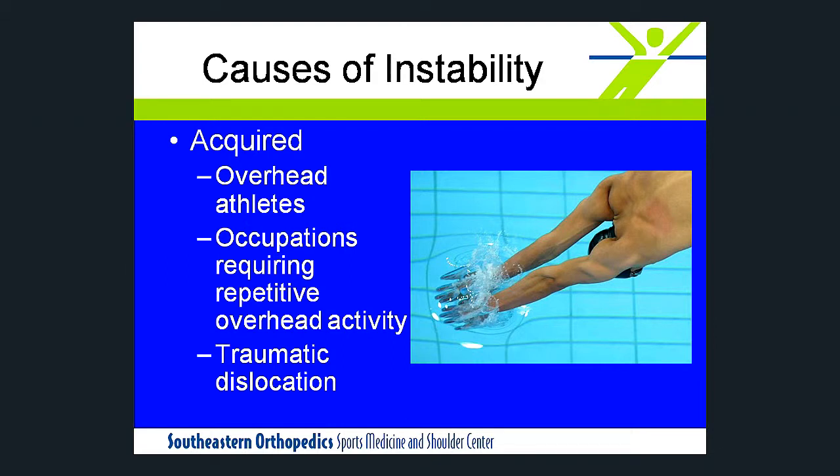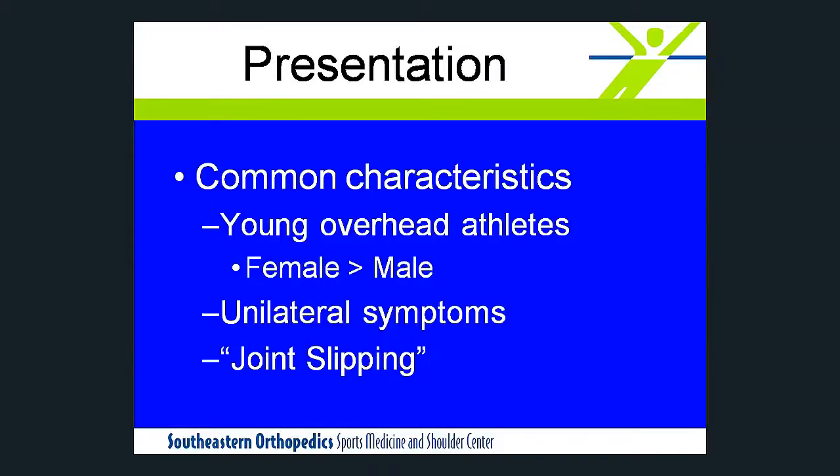You can also see it in occupations that require a lot of overhead activity, repetitive motions, and then traumatic dislocations, which Dr. Spear talked about. So we're going to talk more about these overhead athletes with the remainder of our talk this evening. So common characteristics: young overhead athletes, oftentimes females, present with instability more often than males do. They're going to present with unilateral slipping and unilateral symptoms. And this idea of joint slipping, or the individual being aware of their joint being loose or unstable, may or may not be the case.